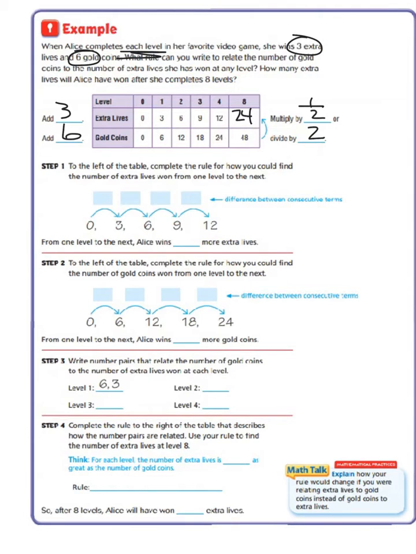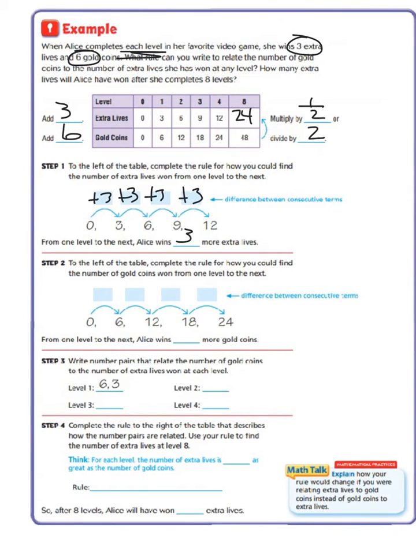So let's begin with step 1. To the left of the table, complete the rule for how you could find the number of extra lives won from one level to the next. Well, we've already done that, but down here we can complete it because we know that we're going to add 3. Add 3, because 0 plus 3 is 3, 3 plus 3 is 6, 6 plus 3 equals 9, 9 plus 3 equals 12. So from one level to the next, Alice wins 3 more lives.